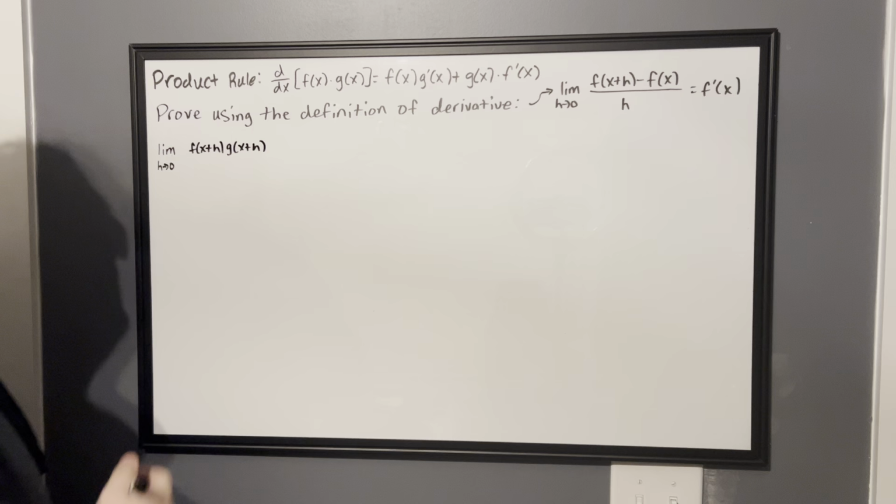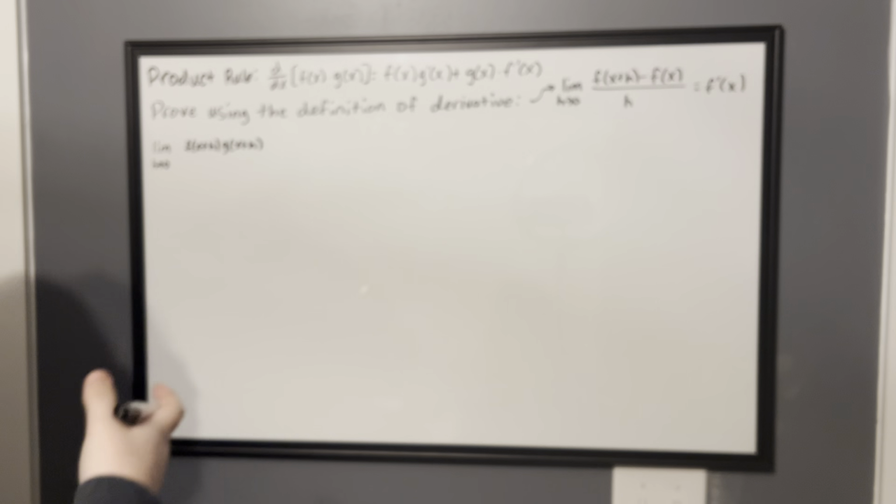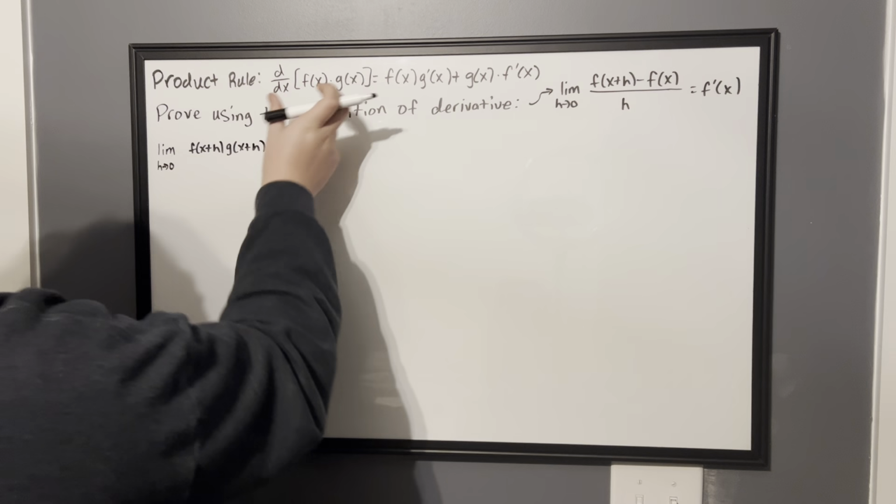We have f of x times g of x. So when we go to write this limit, instead of just writing f of x plus h, we're going to make the whole thing x plus h. So every x is going to change to an x plus h. So we still have the limit as h goes to 0, but now instead of just f of x plus h, we're going to have f of x plus h times g of x plus h. And now the next step is minus f of x, which in this case is going to be f of x g of x, because that's our original function.